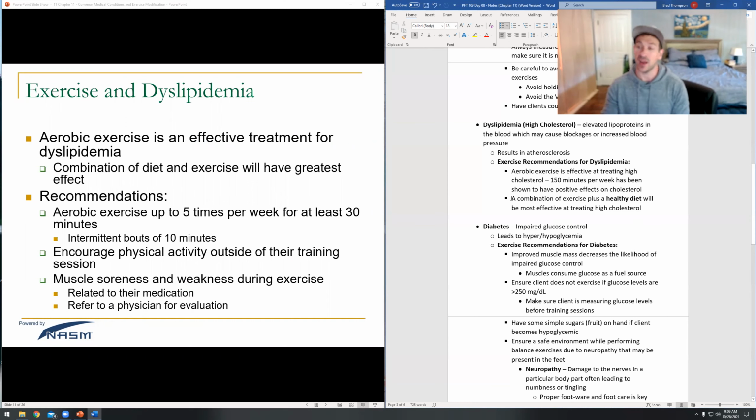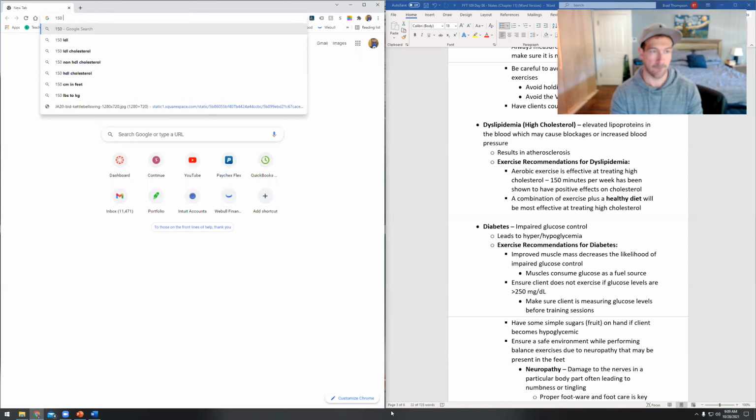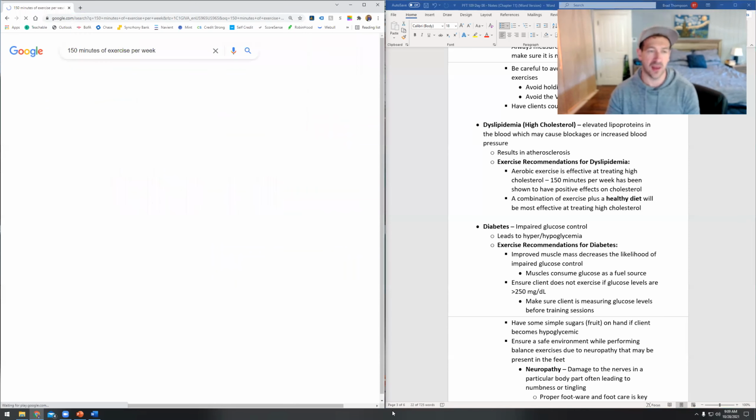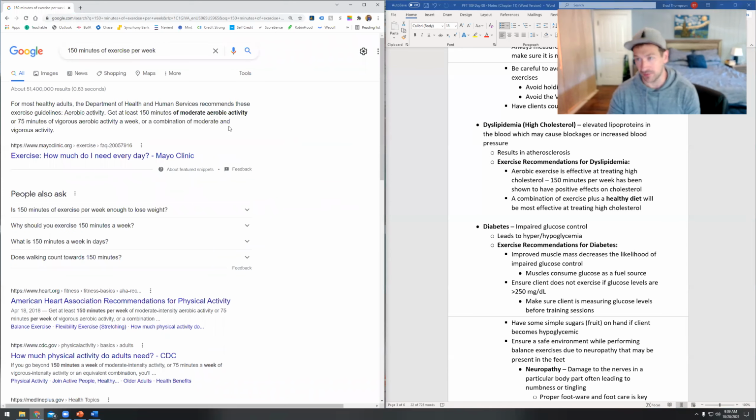So engaging in about 150 minutes of physical activity per week has been shown to have really positive benefits on cholesterol. That recommendation is actually by the CDC or the Department of Health or whatever.